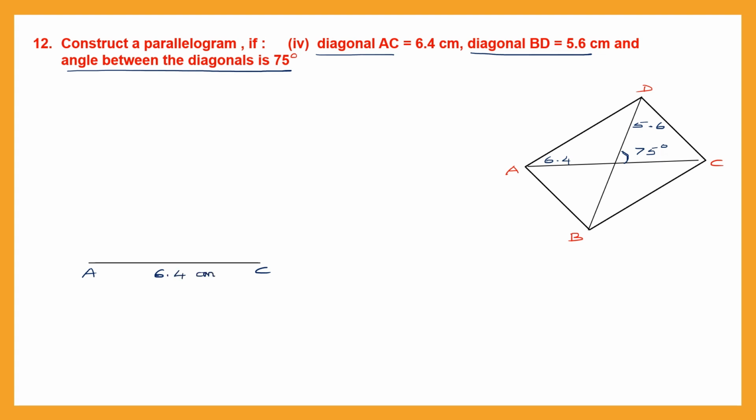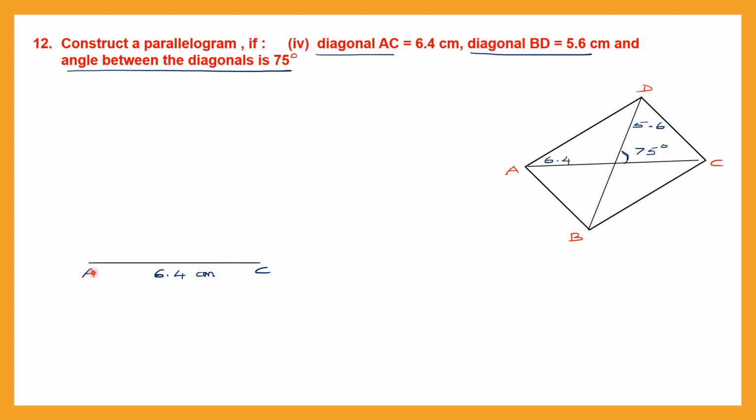Now the next thing that we need to do is locate the midpoint of AC. Get a point right in the middle. Now for that we need to construct a perpendicular bisector. Now how do we construct a perpendicular bisector? Take your compass, place the needle at A and move the legs of your compass in such a way that you get a measurement more than half of AC. So that is your radius.